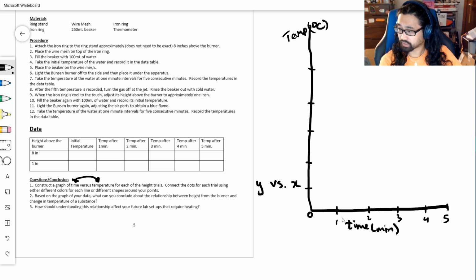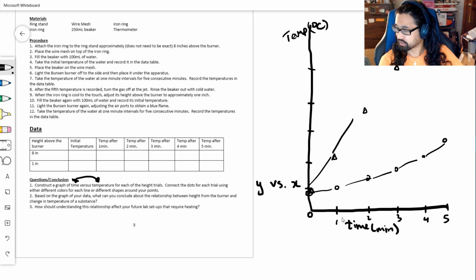Connect the dots for each trial using different colors for each line or different shapes around your points. So I might use a circle, right, for the first set of points. That might look something like that. And I might use a triangle for the other set of points. That might look something like this. There we go. We'll have 6 points, right? And it does say to connect the dots, so you can more or less connect each one with a straight line. That will change later, but for now, it'll work.